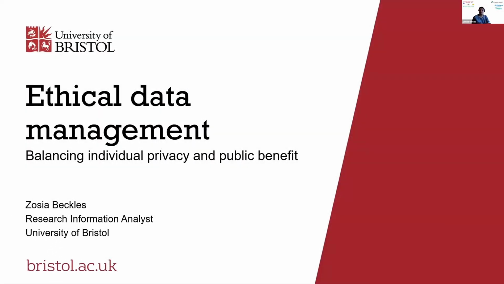Okay, so my name is Zosia Beckles. I'm a research information analyst at the University of Bristol. And what I'm going to talk to you about is ethical data management and how we can balance the individual right to privacy with the public benefit that comes with sharing data.